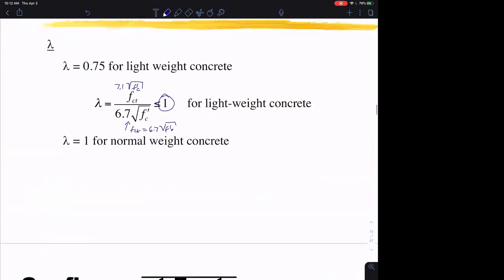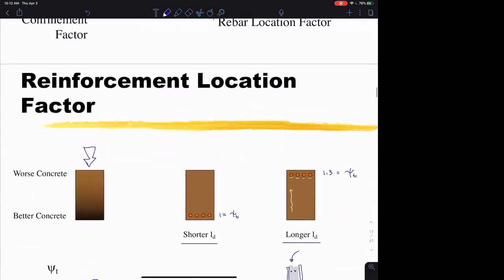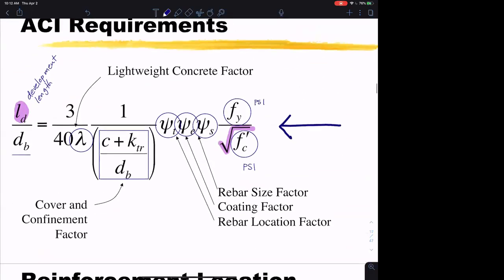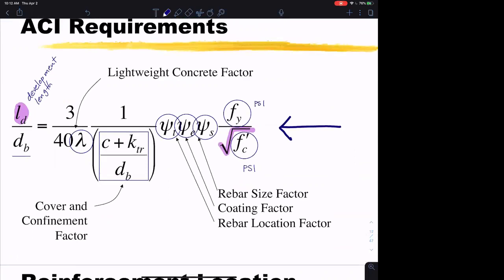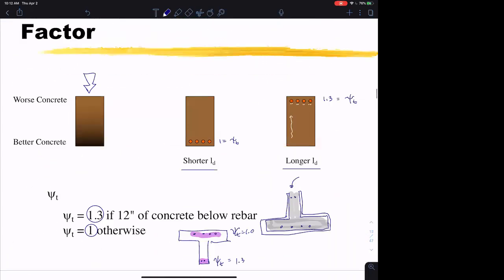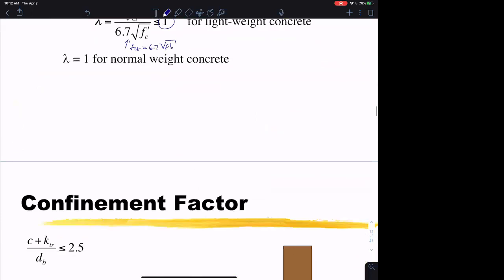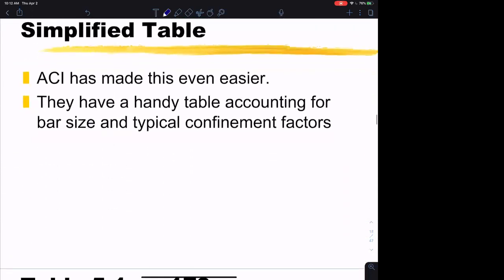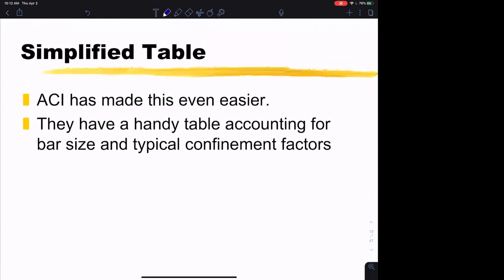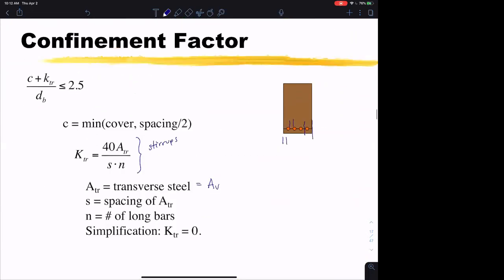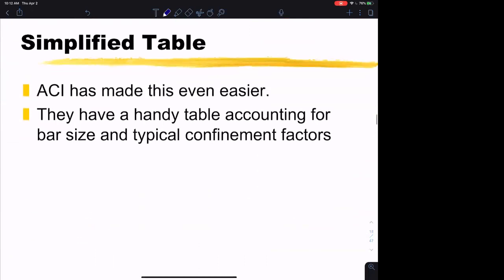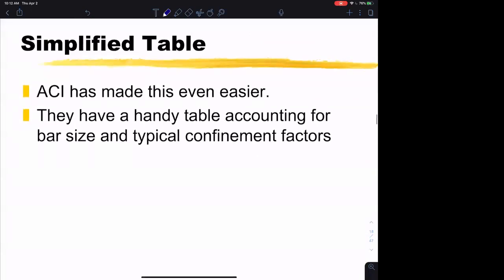That's a lot. You take all these things and you put them into here. That is pretty rough. And so ACI, to make your life easier, has taken those things and put them into a table that takes into account the confinement factor, which is probably the hardest, and the size factor. We, in this class, are going to use this table.